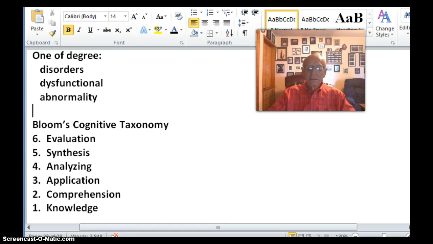Now, knowledge, comprehension, and application are considered the lower order thinking skills. Analysis, synthesis, and evaluation are the higher order thinking skills. As far as I can, sure, we're going to go down into 1, 2, and 3, but as far as I can, I want to stay in 4, 5, and 6.